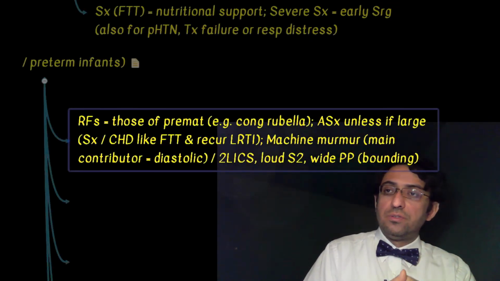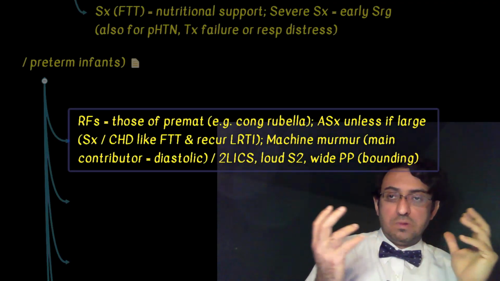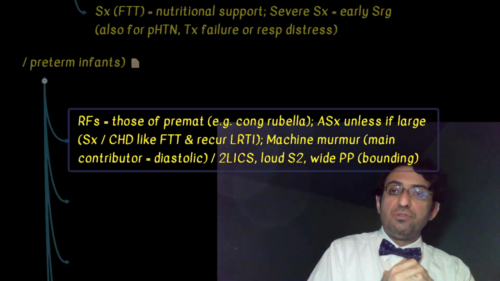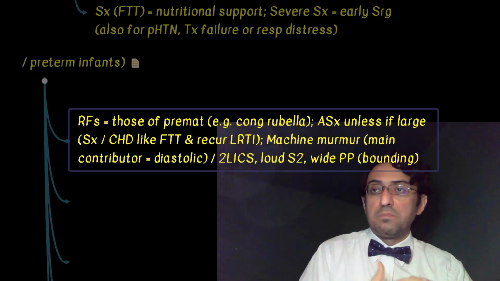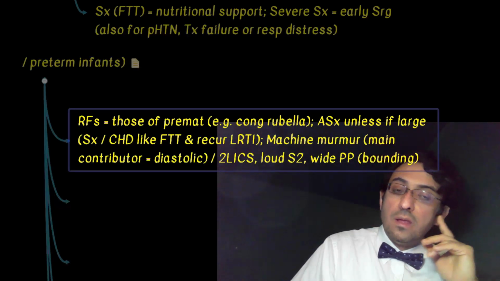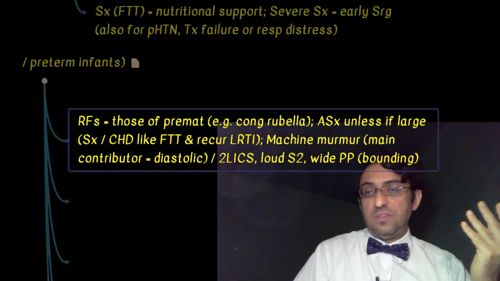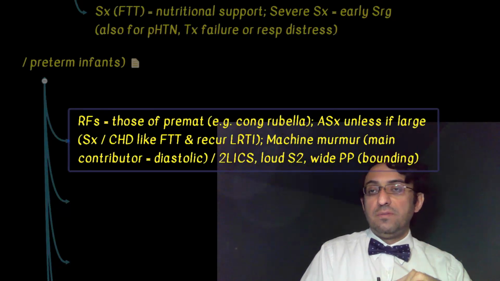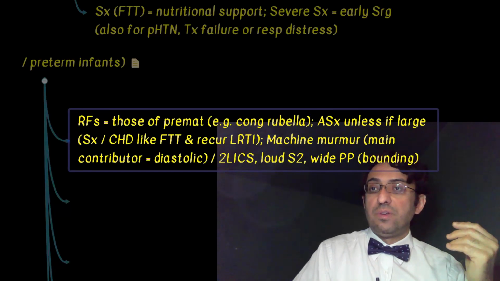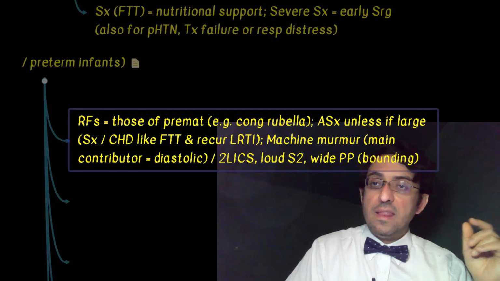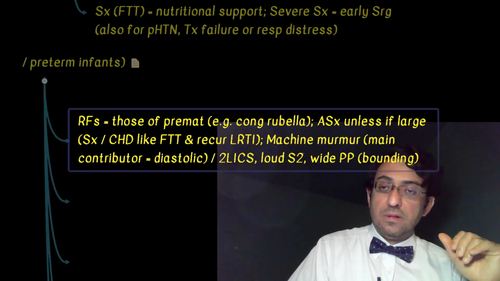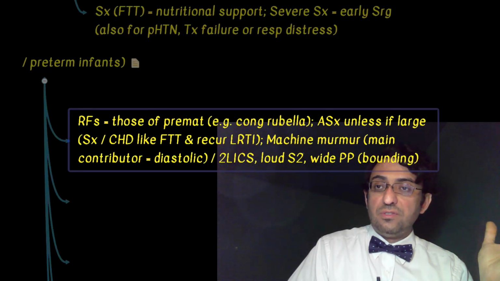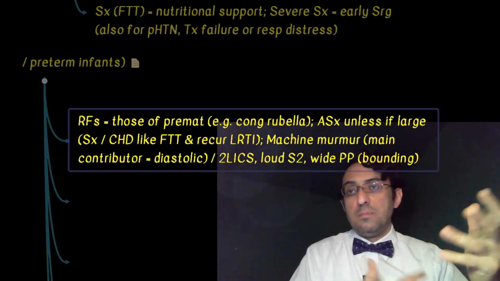What are the risk factors of patent ductus arteriosus? Again, the strong association with prematurity means the same risk factors of prematurity. For example, congenital rubella. What you expect to see in the symptoms are the same symptoms that we mentioned for the septal defects, such as failure to thrive and recurrent respiratory infections. Now, what is the murmur if present? The murmur of PDA is defined as machine-like murmur with the diastolic phase being louder.